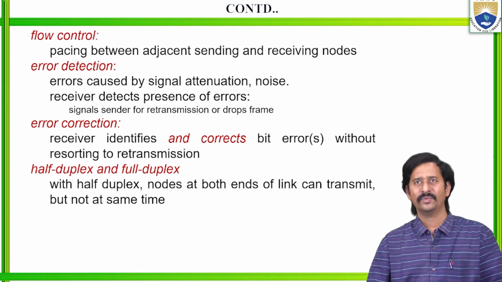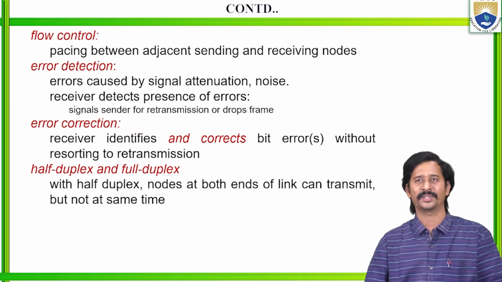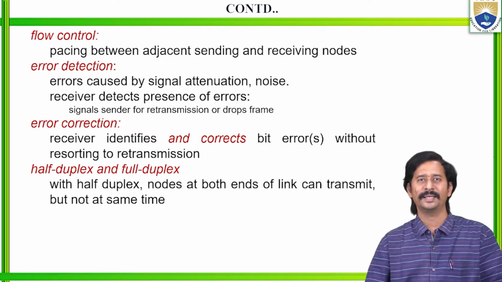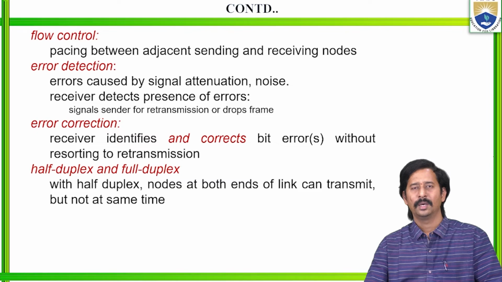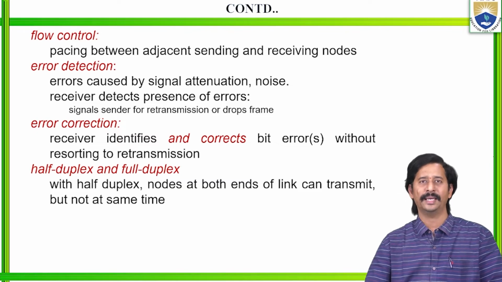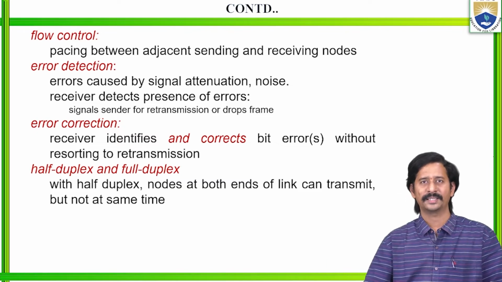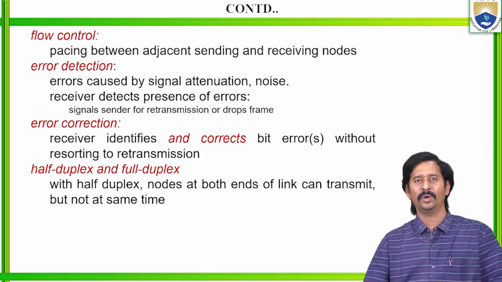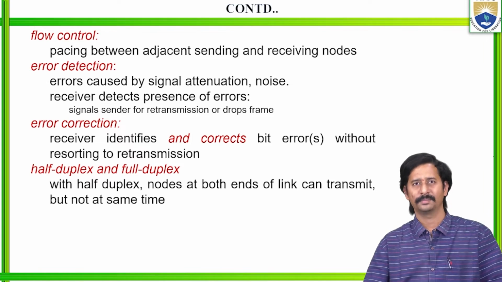Then the next service is error detection and error correction. These are very important in the data link layer, so we'll discuss them in the next class. But for error detection, we know what is meant by error.